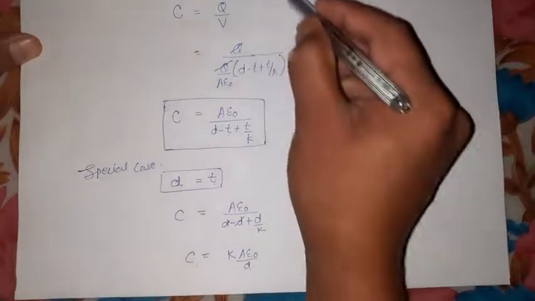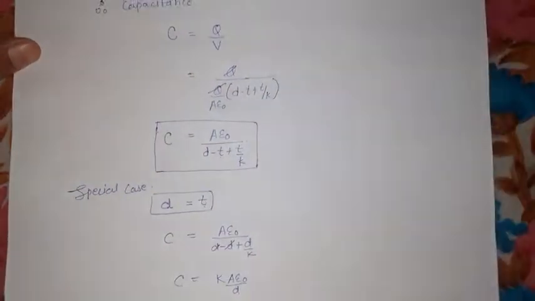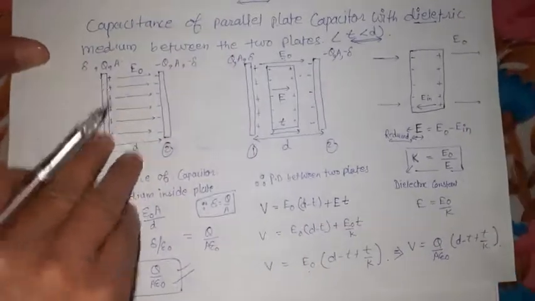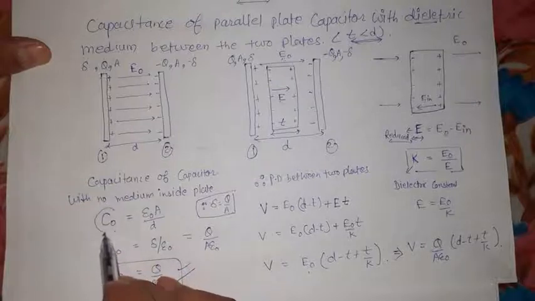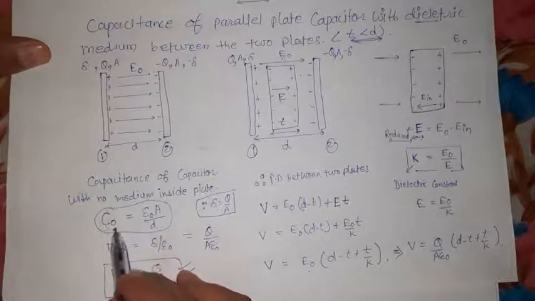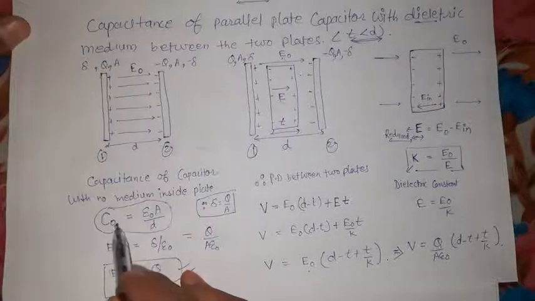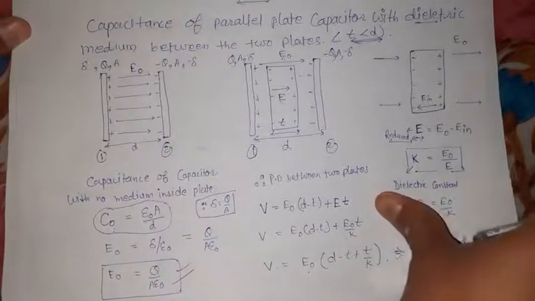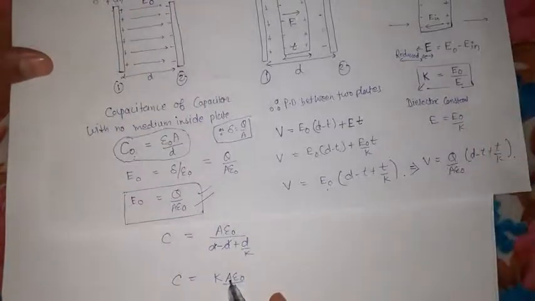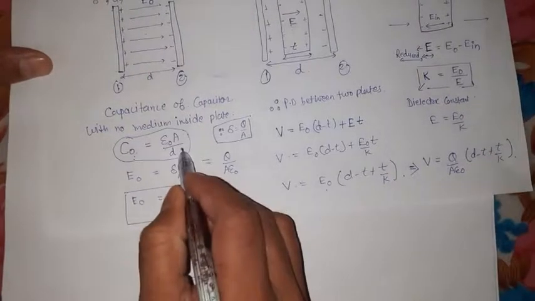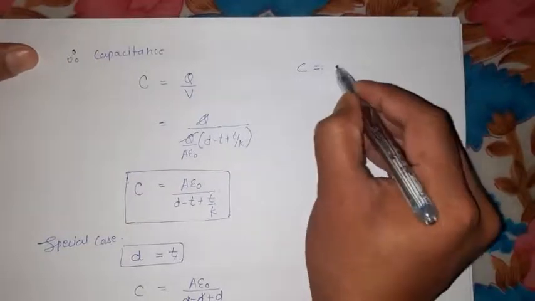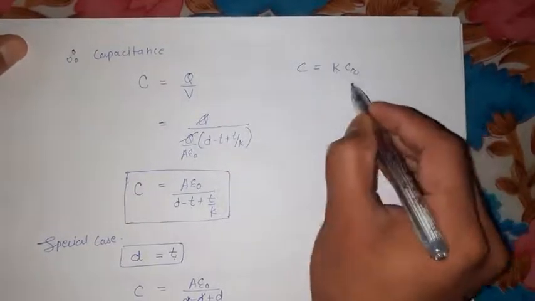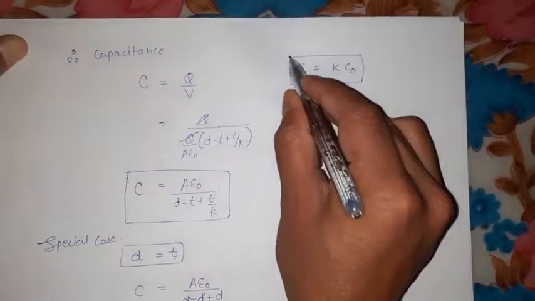But now check over there, student, what we have already written, where we started. When there is no medium, its capacitance is C naught. So C naught was epsilon naught A by d. So A epsilon naught by d is what we called earlier C naught. Therefore this capacitance is C equal to K C naught.